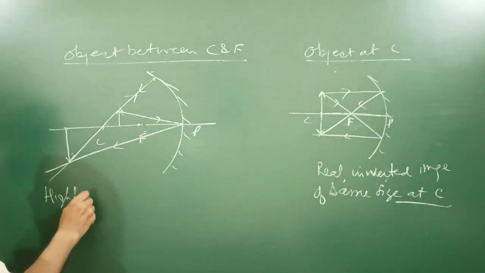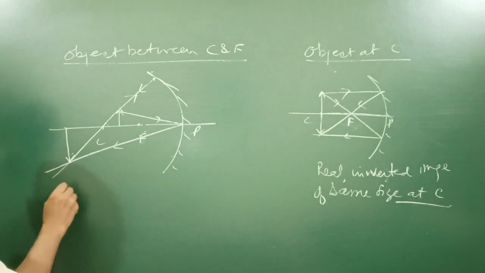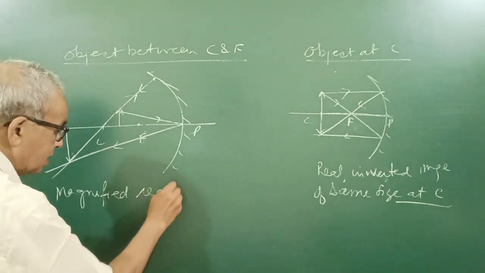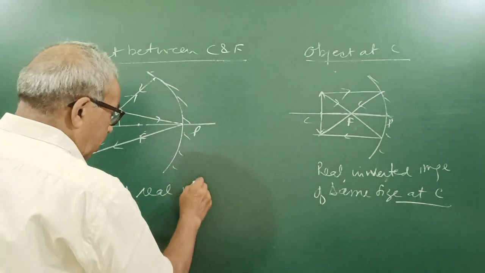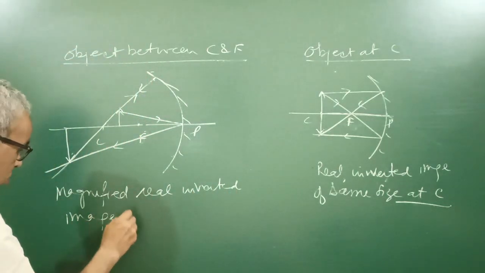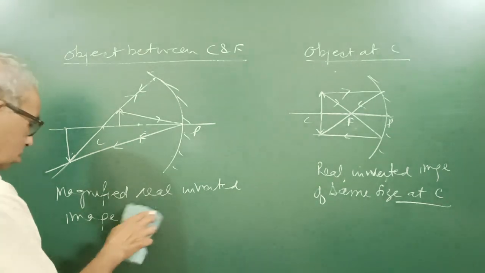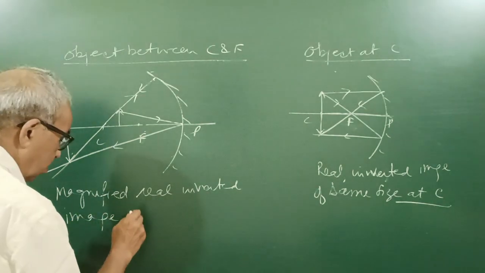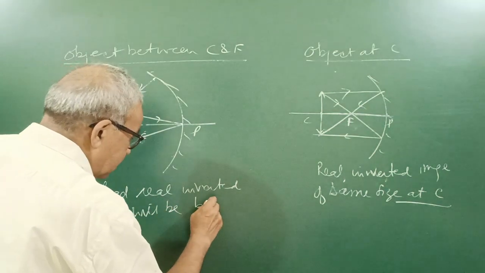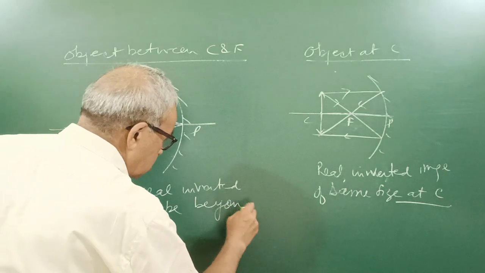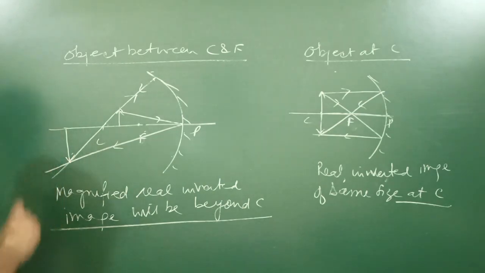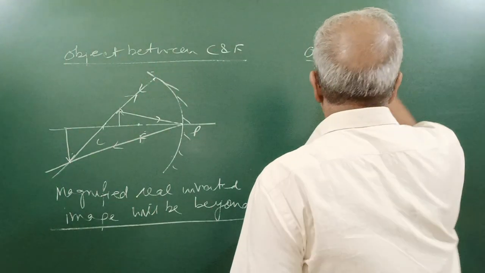Highly, or you can say simply, magnified means बड़ा. Magnified, real, inverted image will be beyond C. Beyond C, highly magnified inverted, है ना?